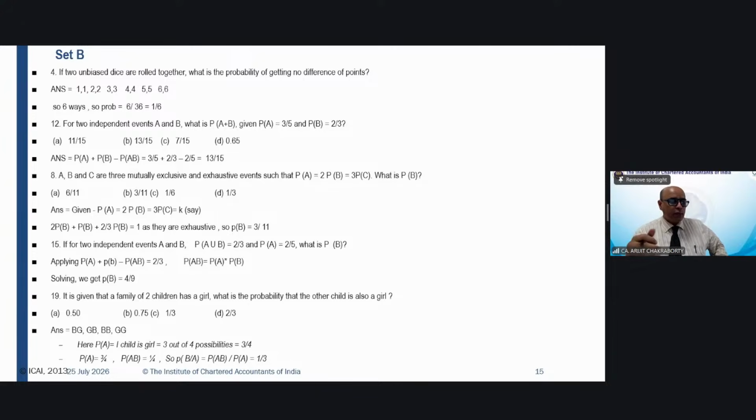And then we find the probability of P(A), that one child is a girl, which comes to 3 by 4. And therefore the conditional probability, that means if one child is a girl, the other child is also a girl, is given by the formula P(A∩B) equals P(A) into P(B|A). This is for conditional probability, where the events are dependent on each other. So this comes to 1 by 3. The 19th question is definitely not an easy one. I would certainly agree on that.